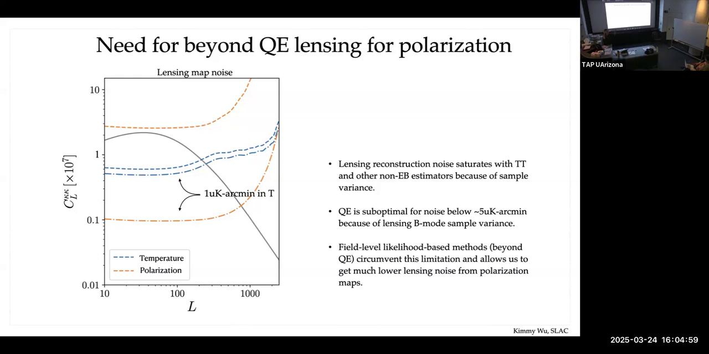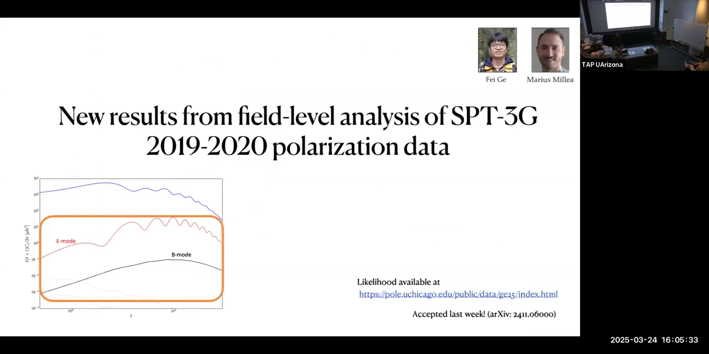And the reason for that is actually because of the sample variance from your lensing B modes. So in the pair of maps, that's E and B, if your B modes are lower, you can avoid a lot of the sample variance that comes from the B modes. And in particular, we know that the quadratic estimator's signal to noise is slightly suboptimal if your noise level is below 5 micro-K arcminute. So a field level likelihood based method can circumvent this limitation and allows us to get even better than what this line says for phi.